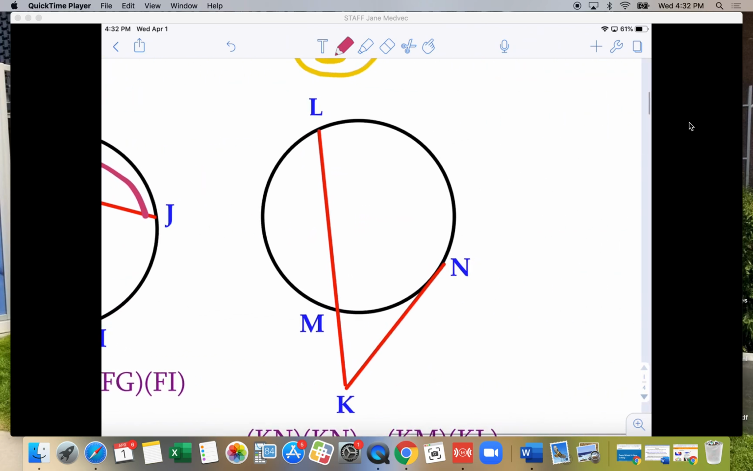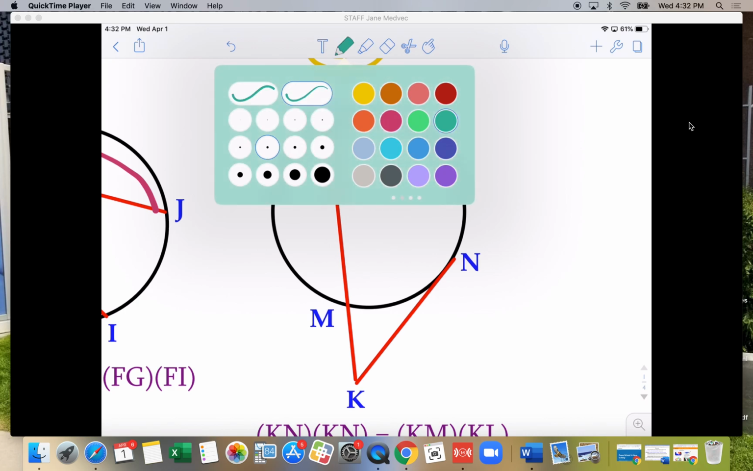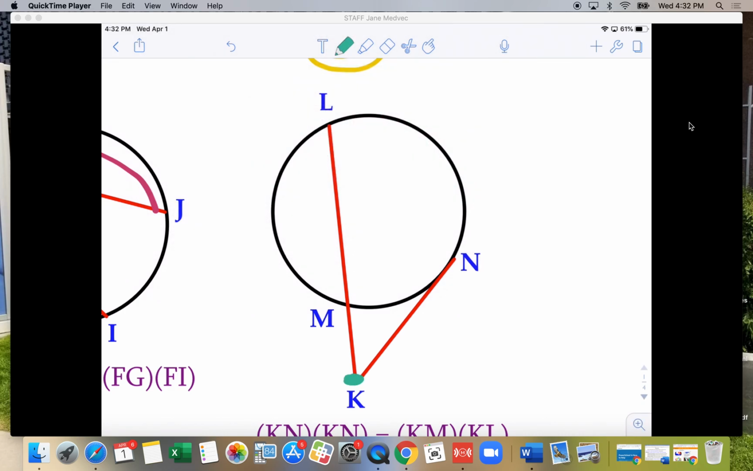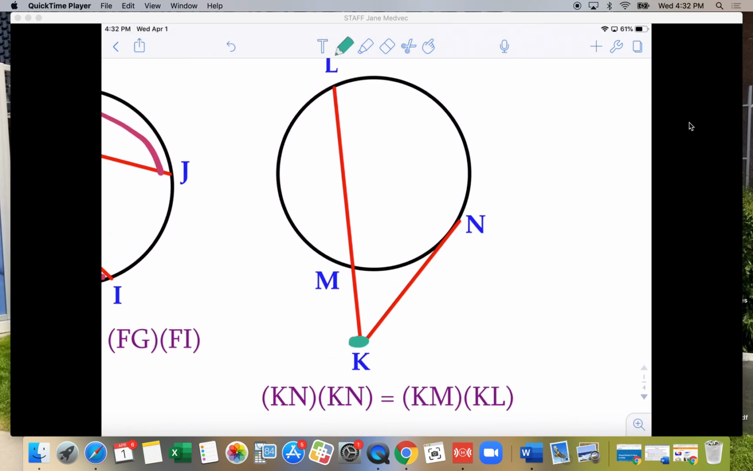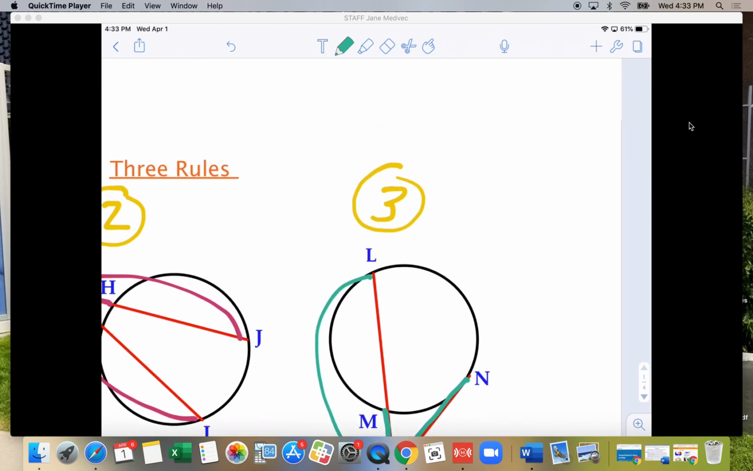And then this last one, it's outside the circle again, but you're going to notice it's a little bit different. I'm going to take KN. Notice there's nothing inside the circle, it comes tangent to it, and I'm going to square it. I'm going to multiply it by itself. Then I'm going to take the small part, which is outside the circle, which is KM, and multiply it by the whole line, which is KL. And again, I'm looking at the line segments.